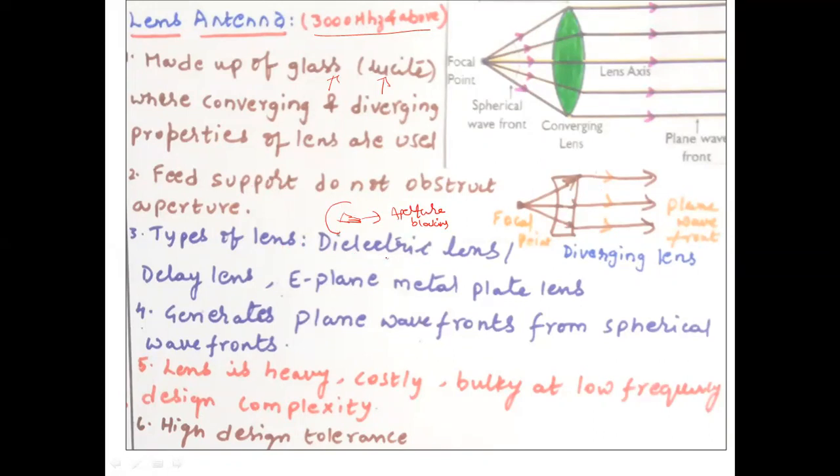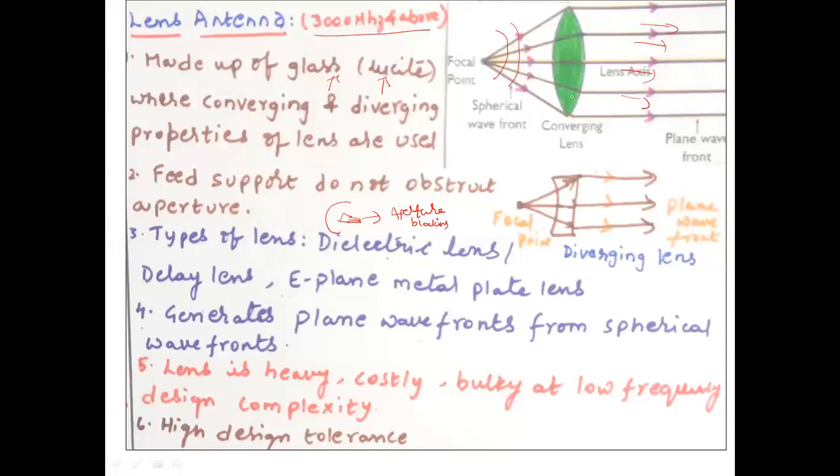Types of lens we are having basically are dielectric lens, delay lens, E-plane, metal plane. In that way, 3 to 4 types we are having. Here, basically what happens is that circular wavefronts will be generated initially. After passing through the lens, they are converted into plane wavefronts. This antenna can operate in transmitting mode as well as receiving mode. See, you can see here, the lens is thinner here. Here, the lens is bulky.